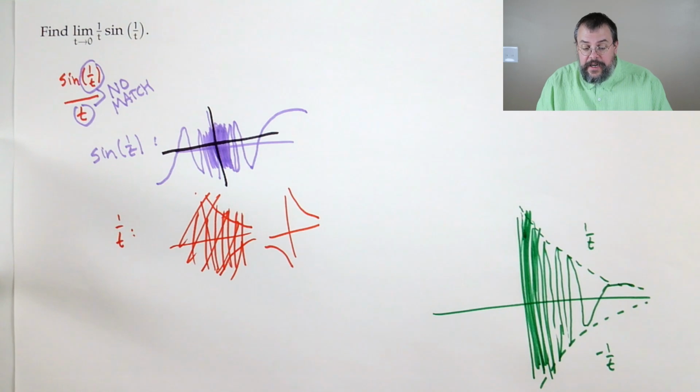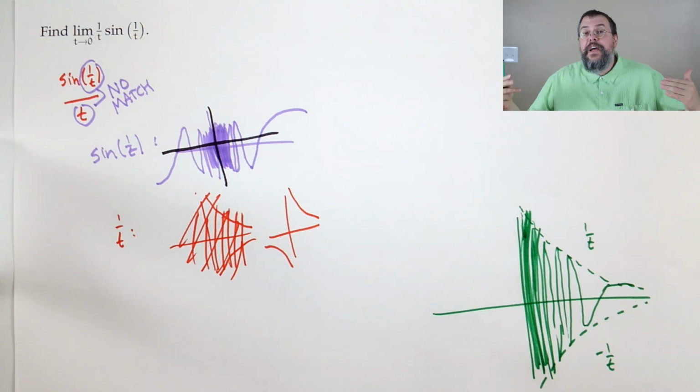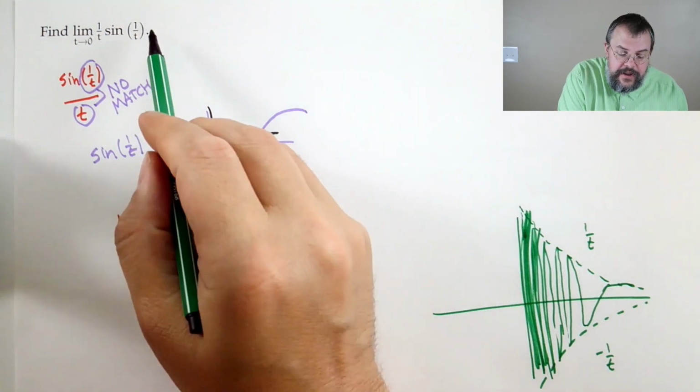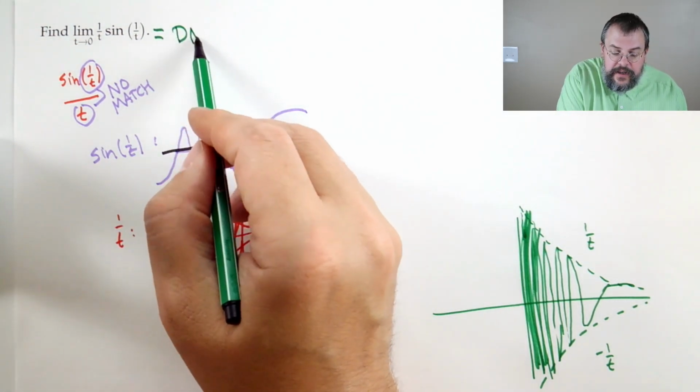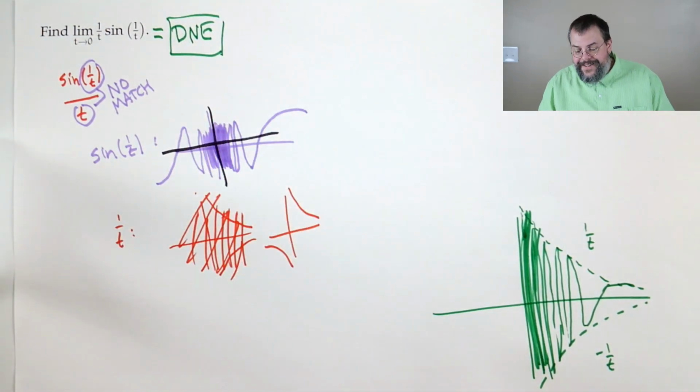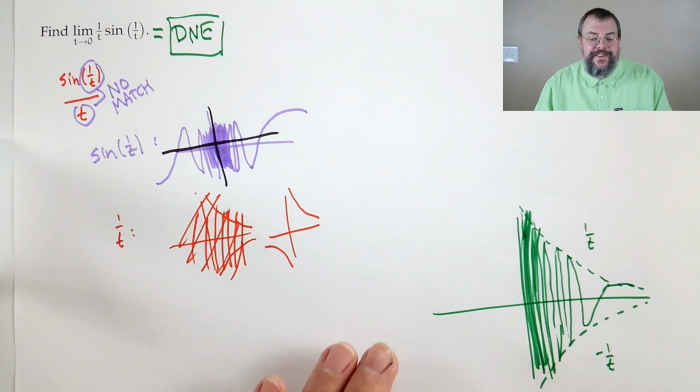So I'm not going to sketch that, but I can see now I'm definitely not approaching a single value, and as soon as I know I don't approach a single value, that's enough for me to conclude that this limit does not exist. All right, so there we go. The limit does not exist. Good.